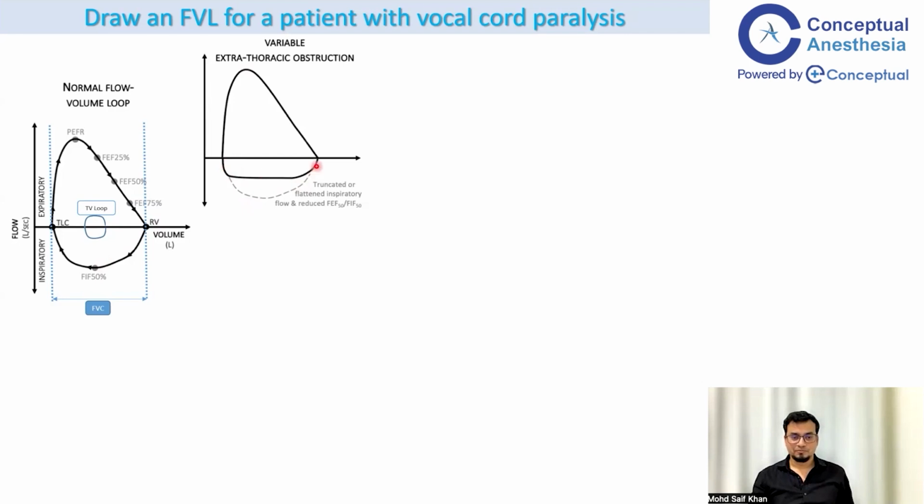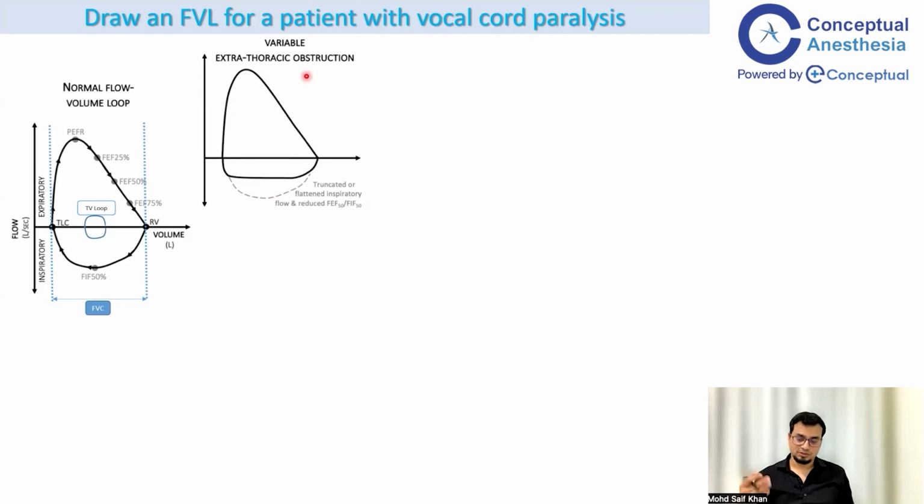Okay. So it will not be smooth like this. It will be like this, in which you can say that peak inspiratory flow, or FIF 50%, will be less than normal. Okay. So this is a very typical FV loop in extrathoracic obstruction.